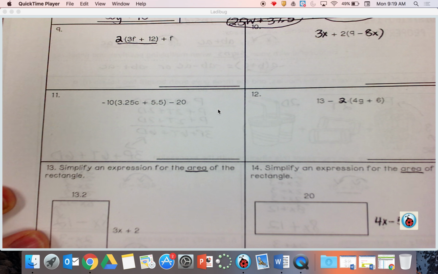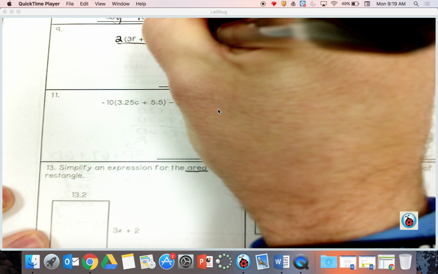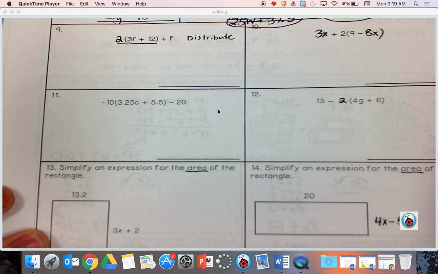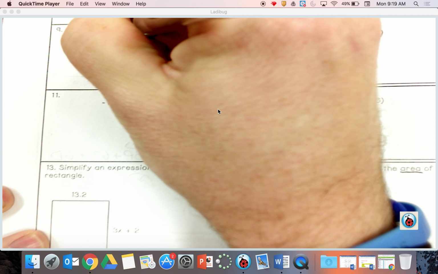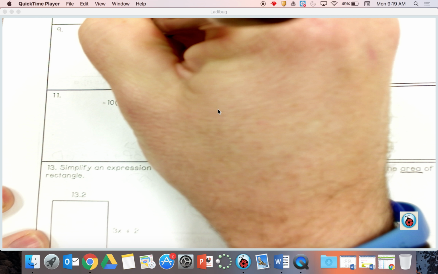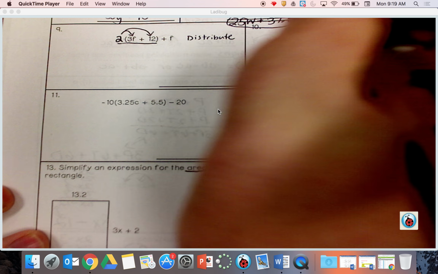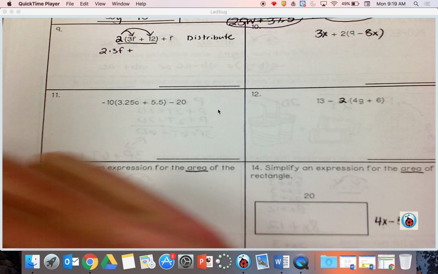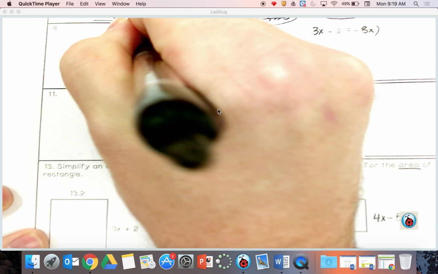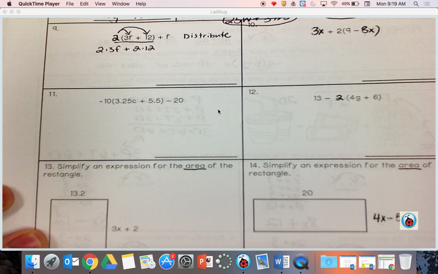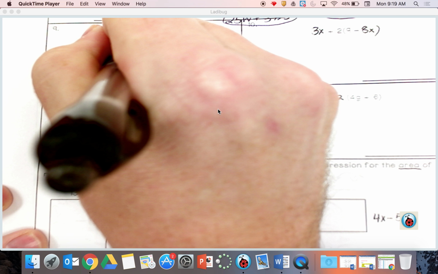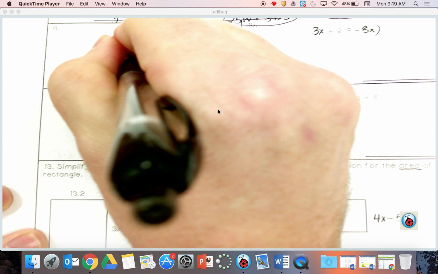So the first thing I'm going to do is distribute, and then after I distribute, I can look to see if I have any like terms to combine. If you remember what distributive property was, it was taking the outside term and multiplying it by each of the inside terms. So what I have here is 2 times 3f plus 2 times 12. When I do that, I get 2 times 3 gives me 6f, plus 2 times 12 gives me 24.